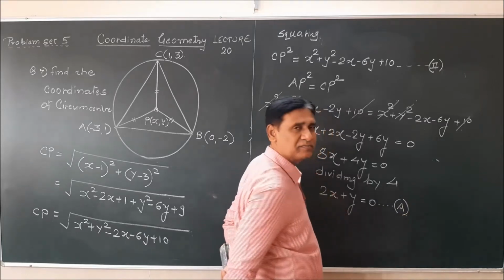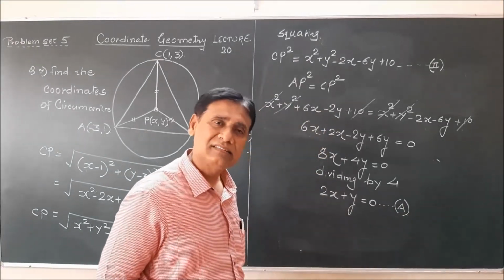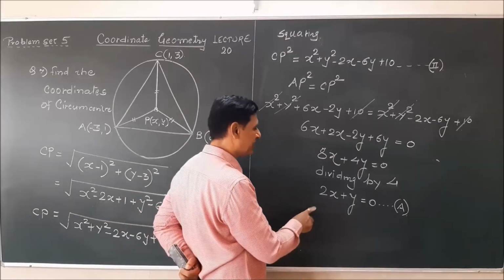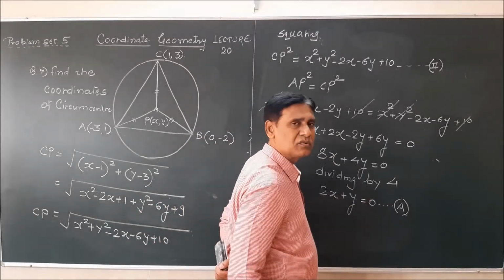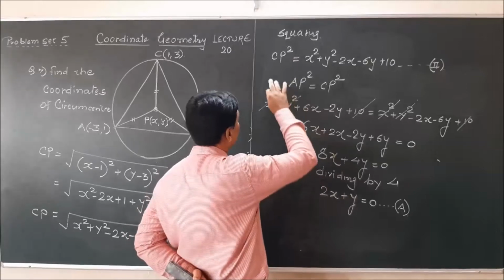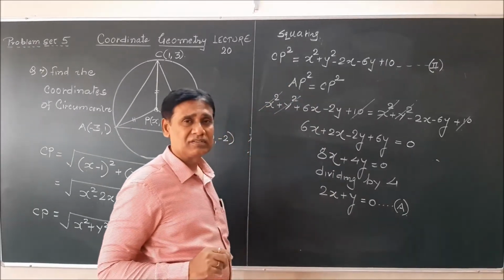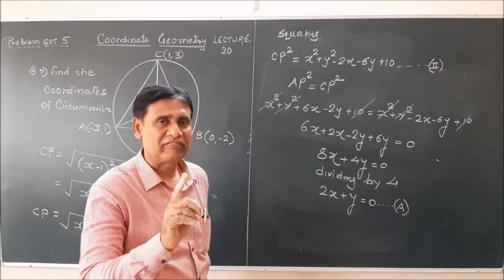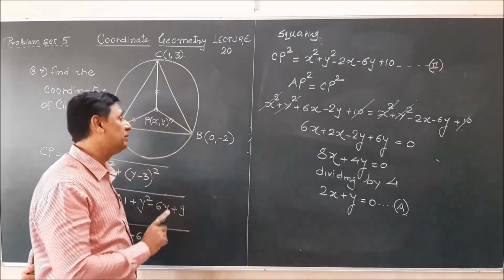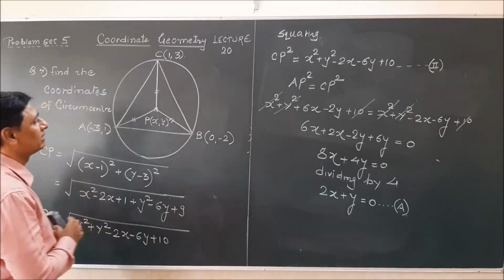Now what we got is called a simultaneous equation: 2x plus y is equal to 0, by equating CP square to AP square. Now what is left out? So far we did not find the value of BP. Now let's find out the value of BP here.